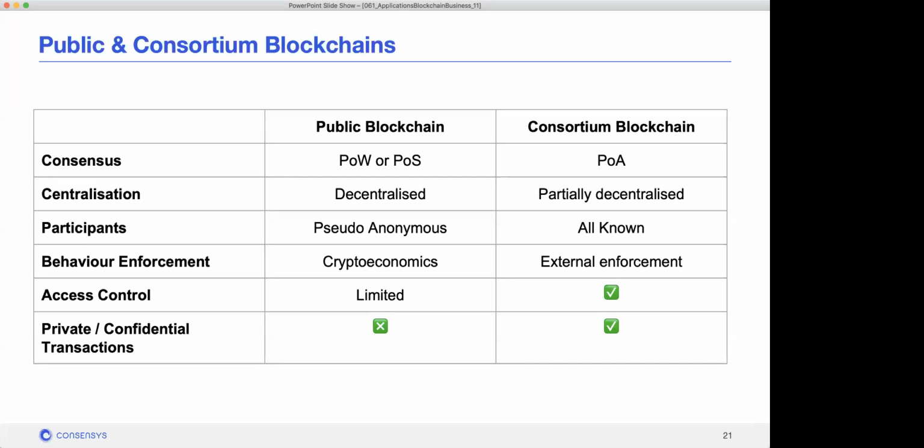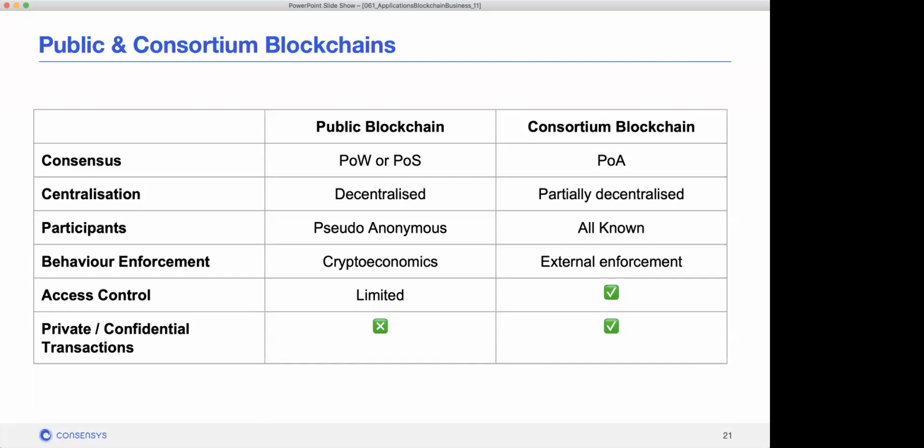Consortium chains, if you've got, say, half a dozen organizations that are part of a consortium and each of them participate in the blockchain, it is decentralized, but purists would say, well, you don't have 1,000 parties. It's only a quite restricted number of people or organizations on that chain. So it's only partially decentralized.